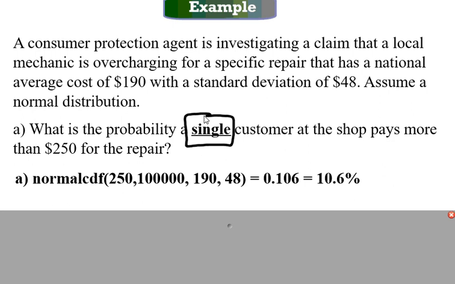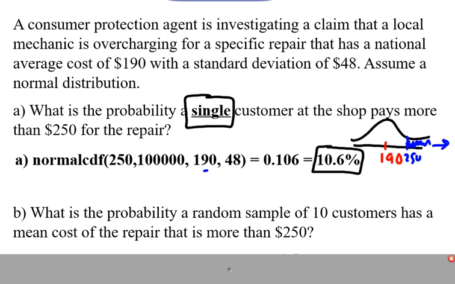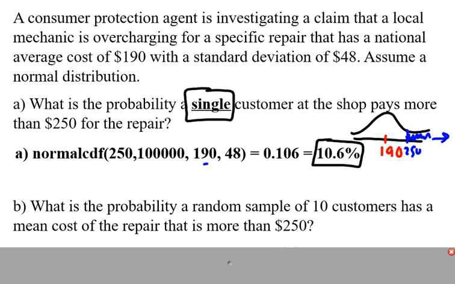So we would just do normal CDF. What's the probability? It looks like this. For a single customer, well, the average is 190. We want to be more than 250. So up here, it'll look like that. Left bound is 250 all the way up to a very large number as I go to the right. Average is 190, standard deviation is 48, and the probability a single customer will pay that or more is 10.6%.